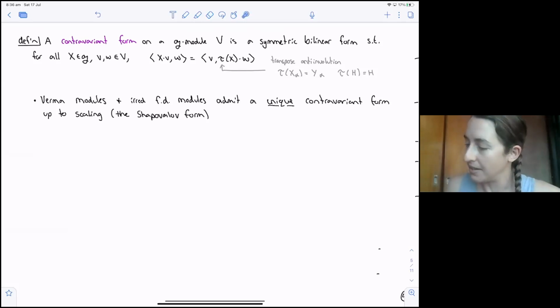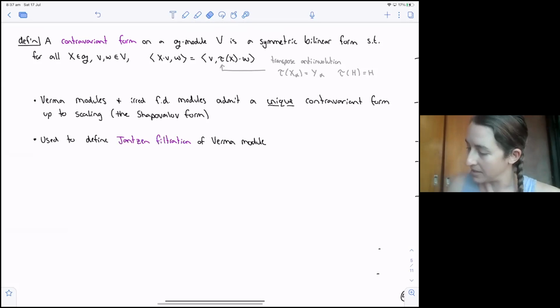And then this contravariance condition is pretty strict. Once we know how the form acts on the highest weight vector, this tells us how it acts on any other vector in the module, because the module is cyclically generated by the highest weight vector. One of the reasons these forms were introduced is that they can be used to define the Jantzen filtration of a Verma module. We have a unique contravariant form on a Verma module, and this can be used to define a filtration in terms of order of vanishing of this form.